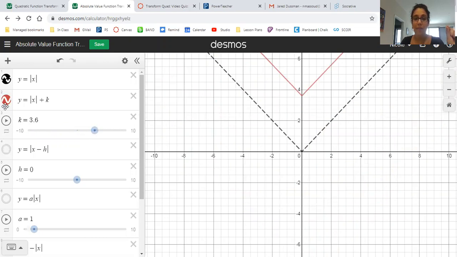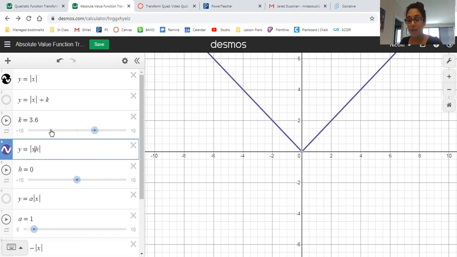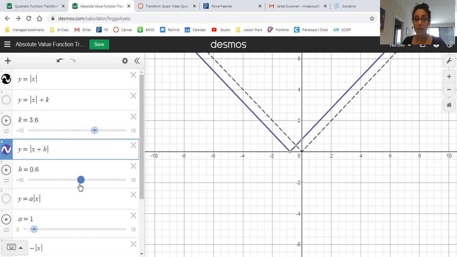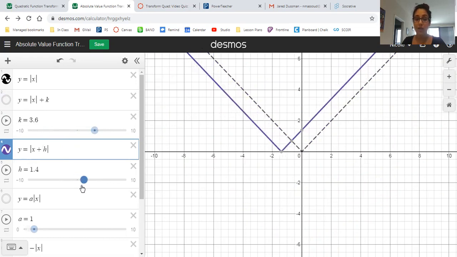Okay, what happens if I put a number inside of the absolute value? Well, I'm gonna make this a plus h. So we see that when you have plus 1, where does it go? It goes to the left. It does the opposite of what you think it's gonna do. Same as a parabola, exact same thing. Look, it is directly affecting the x.